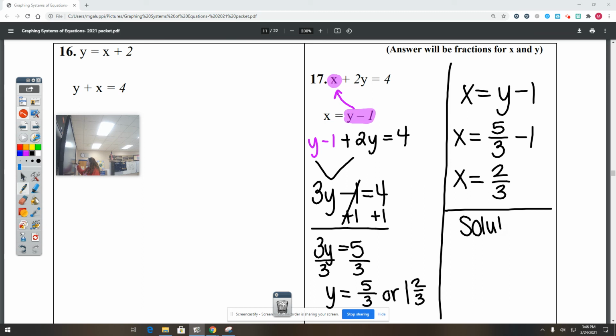So now my solution, our x coordinate is 2/3. And then our y coordinate 5/3 or 1 2/3. So that's it for question 17. Go ahead and do 18 on your own. And that will be the end of your assignment.